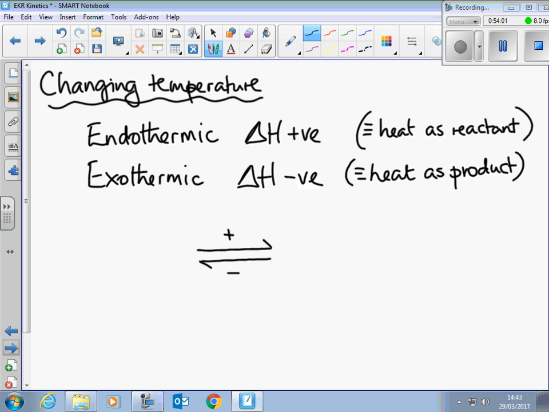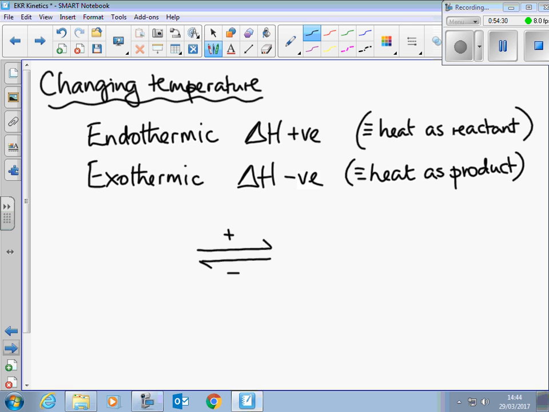So it's still using A plus 2B giving C plus D, this time with a delta H of minus 250 kilojoules per mole, so it's exothermic. That means heat is essentially on the same side as C and D. Heat's evolved. If you were to do it the other way, of course, C and D going to A plus 2B, then it would be the 250, but it'd be positive in the other direction.